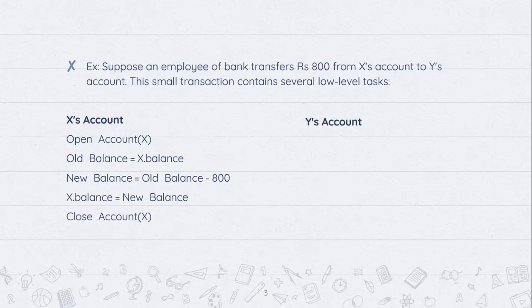Then they will close the account. Just think about the Y account, open the account. Then the old balance will be equal to the Y balance.